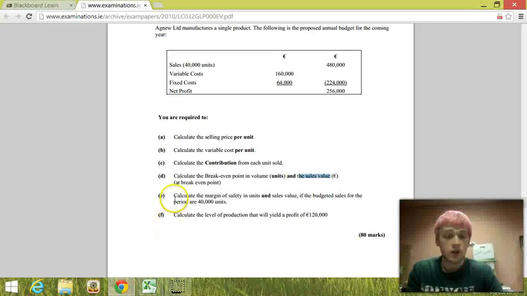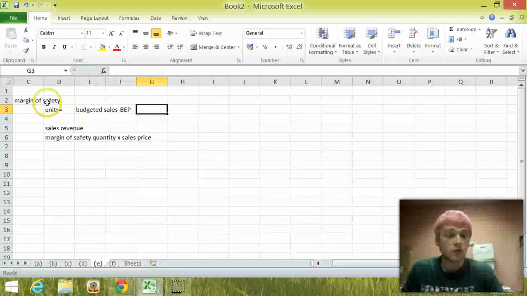Part E, we have the margin of safety. Back to the question now. So part E, we have to calculate the margin of safety in units and sales value if the budgeted sales for the period are 40,000 units. So the margin of safety is basically the amount of units that a company can drop before it goes into a loss-making situation.